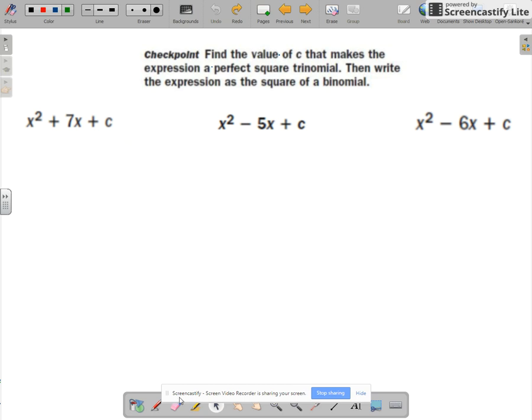So starting back up with part 2 of these notes. It says to find the c value that makes the expression a perfect squared trinomial, then write the expression as the square of the binomial.